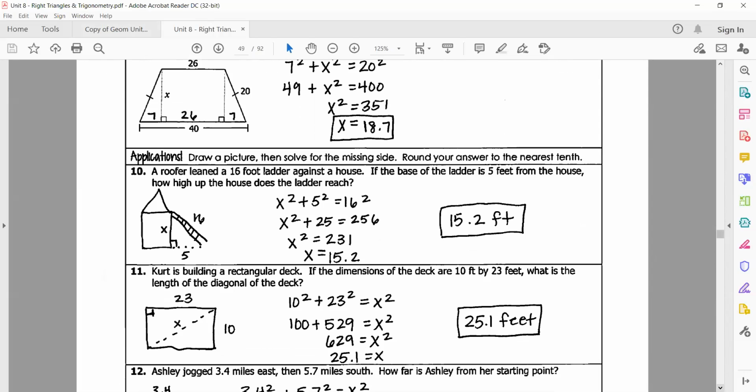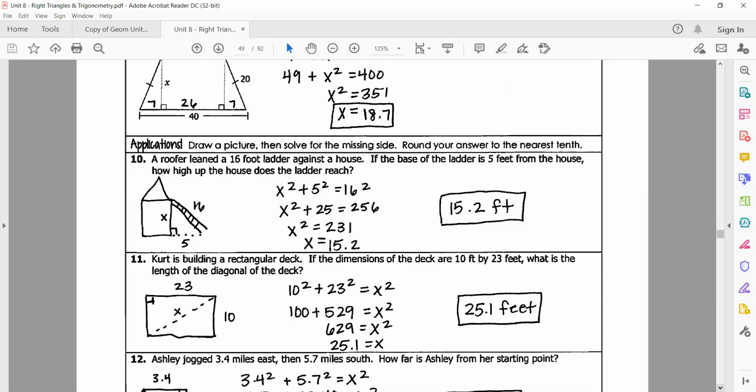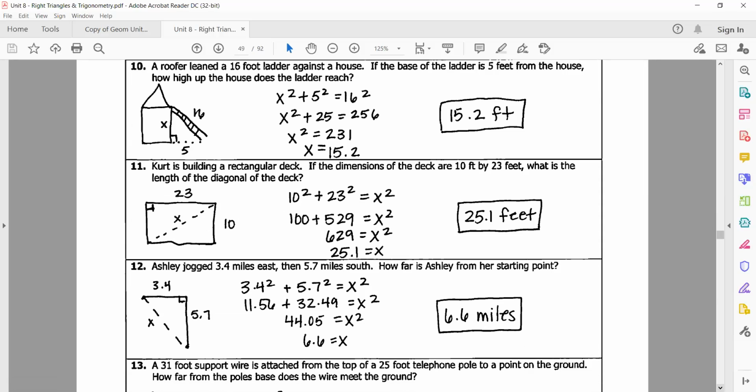Number 11 is kind of similar to my television question earlier. How do they measure the size of a TV screen? Well, it's across the diagonal. The jogging problem, Ashley there.